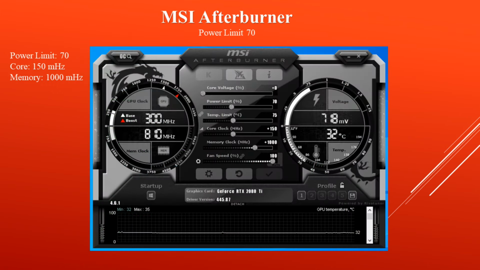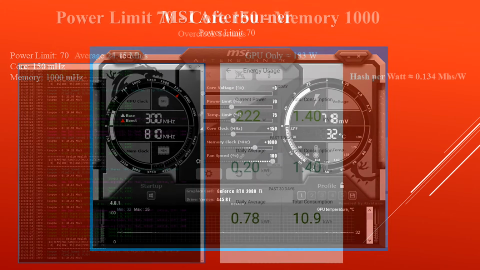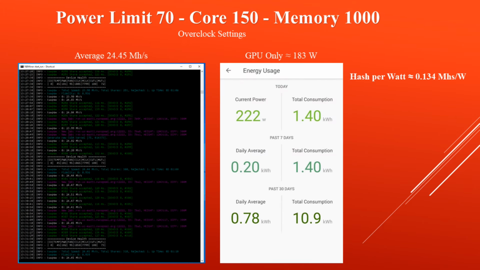So now dropping the power limit by another 10. So I put the power limit at 70, and I kept the core at 150 and the memory at 1000. Now I was averaging around 24.45 mega hashes, and the GPU itself was now pulling around 183 watts. So now the average hash per watt is about 0.134 mega hashes per watt.